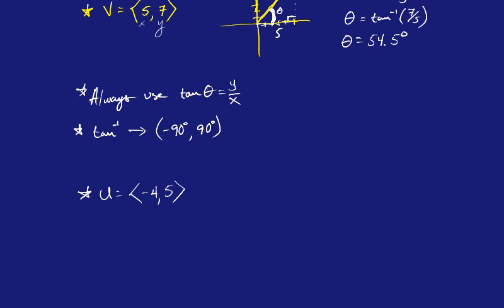If you want me to graph it, sometimes getting a visual helps. 1, 2, 3, 4, then 1, 2, 3, 4, 5. So negative 4, 5. There's your vector. Let me just show you what you're trying to find. You are trying to find this angle right here.